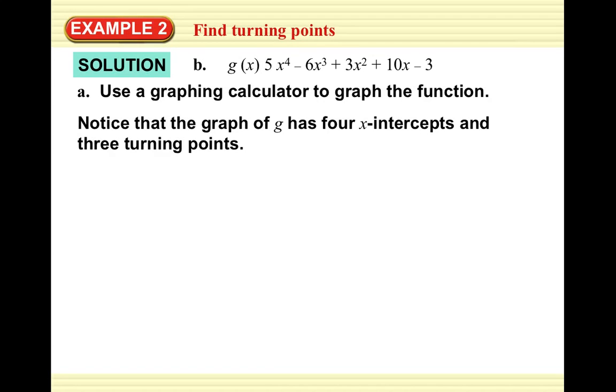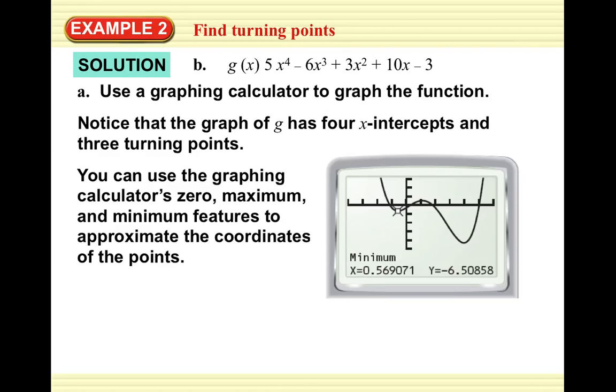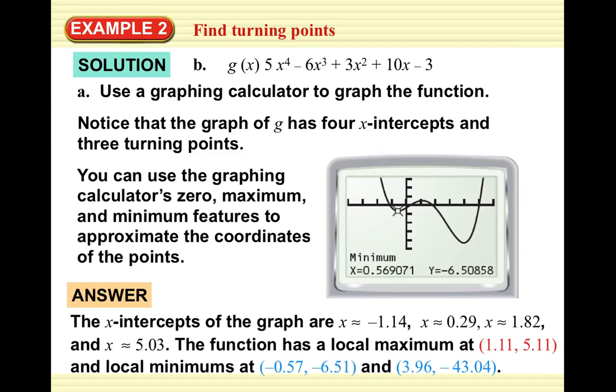So use the graphing calculator to graph the function, and notice that the graph has those 4 x-intercepts and the 3 turning points that we expected. So let's use the graphing calculator to help us determine local minimums and maximums and figure out approximate values of the intercepts. So the x-intercepts are that x is approximately negative 1.14, negative 0.29, positive 1.82, and 5.03.